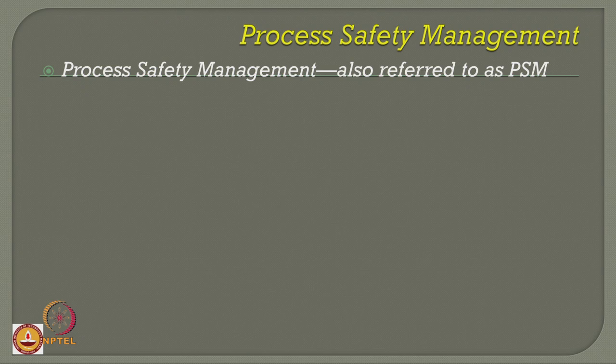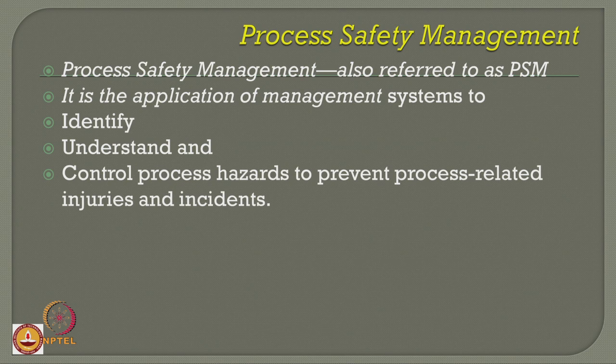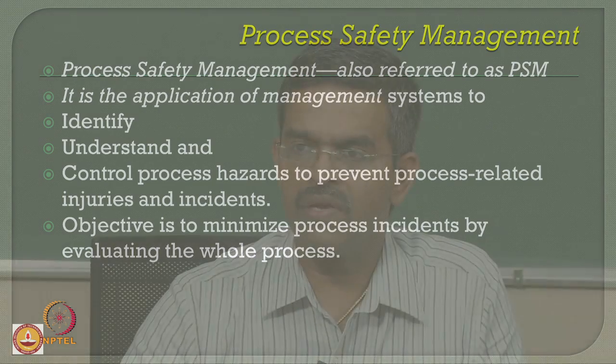Process safety management is briefly referred to as PSM. It is the application of management systems to identify, understand and control process hazards to prevent process related injuries and incidents. Now, the fundamental objective of any successful process safety management is to minimize process incidents by evaluating the whole process. So, understanding the process becomes very vital if we really want to know how this process could result in anticipated catastrophic damages. So, understanding the process, being a process personnel, also understanding safety regulations and, more importantly, being willing to practice safety as a program and assurance to the management is important for successful implementation of process safety management in a given system.